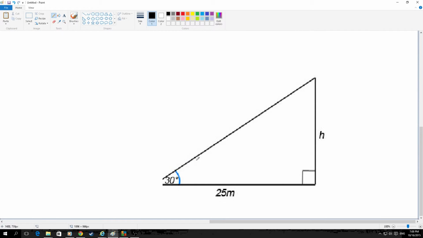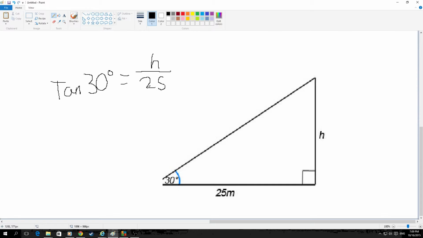So here's a question. We know an angle and a side, and we're finding h. So we are using tan because it's adjacent and opposite. So it's tan 30 equals 25 over h. Or h over 25.